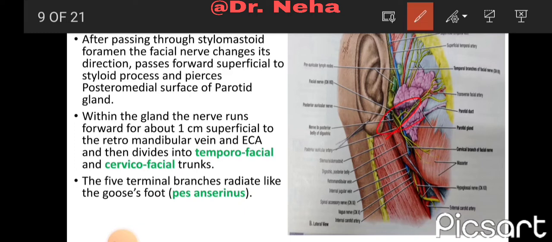So here we can see the facial nerve entering the parotid gland after piercing its posteromedial surface. Within the gland, the nerve runs forward for about 1 centimeter superficial to the retromandibular vein. Here we can see the retromandibular vein and the external carotid artery, and then it divides into two trunks. One is the temporofacial, the other is the cervicofacial trunk. Now from these two trunks, 5 terminal branches arise and they radiate like goose feet, which is known as pes anserinus.